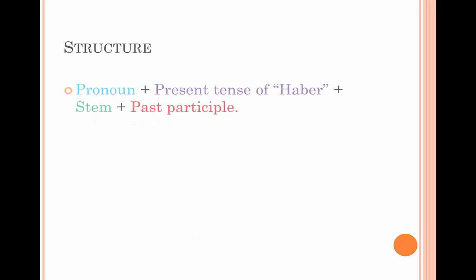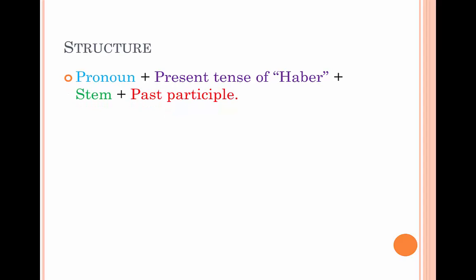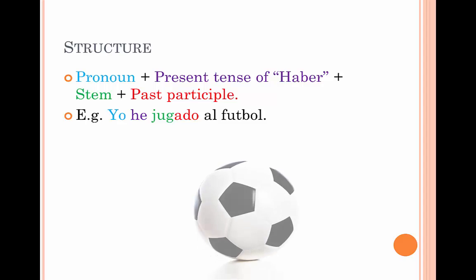The structure. Now, the structure of the perfect tense is simple. All we need is a pronoun, the present tense of haber, depending on the pronoun which we're conjugating it with, of course, the stem, and a past participle. For example, yo he jugado al fútbol, meaning I have played football.